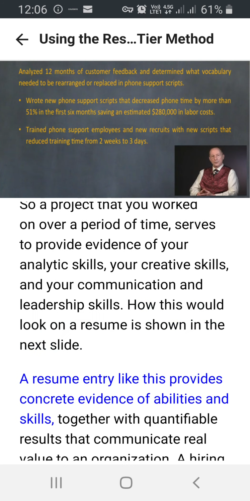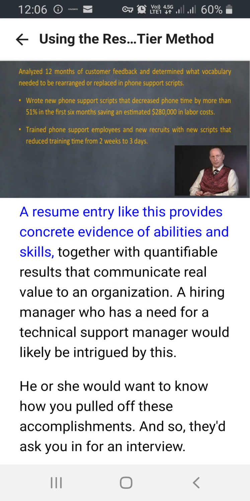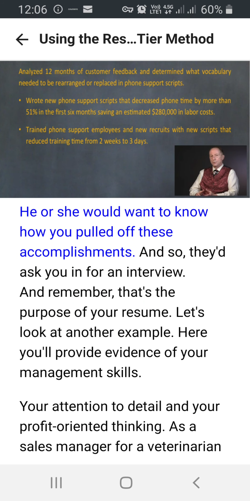A resume entry like this provides concrete evidence of abilities and skills together with quantifiable results that communicate real value to an organization. A hiring manager who has a need for a technical support manager would likely be intrigued by this. He or she would want to know how you pulled off these accomplishments, and so they'd ask you in for an interview. And remember, that's the purpose of your resume.